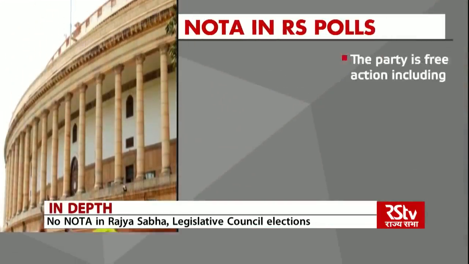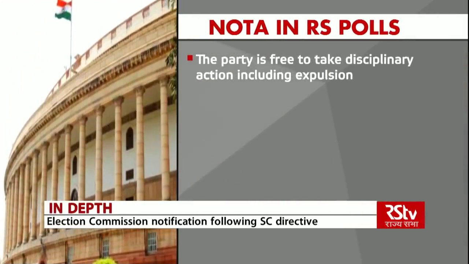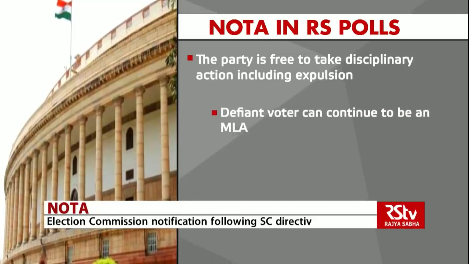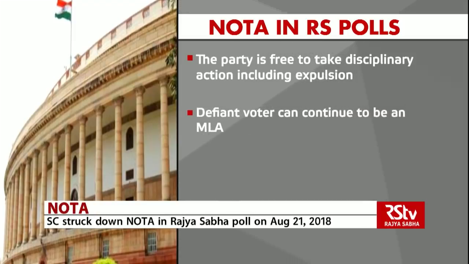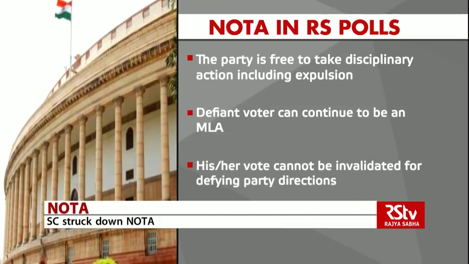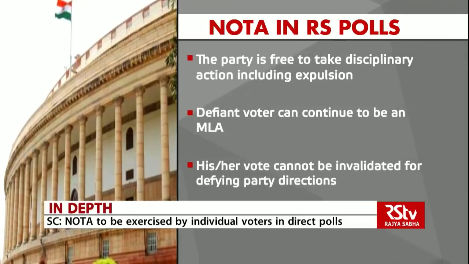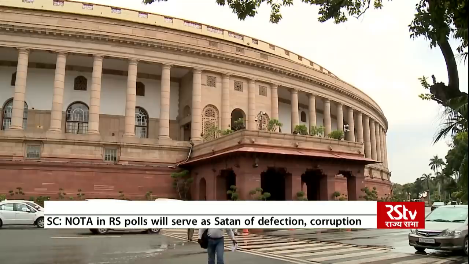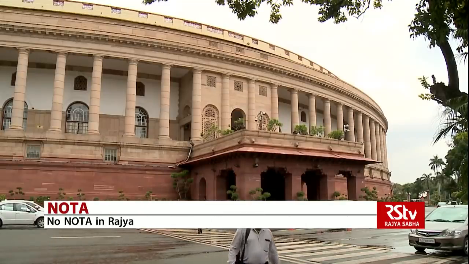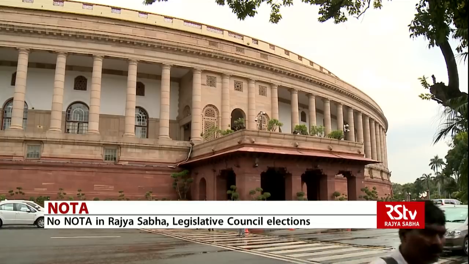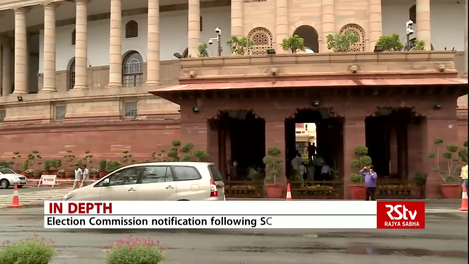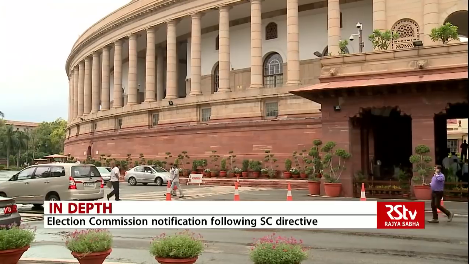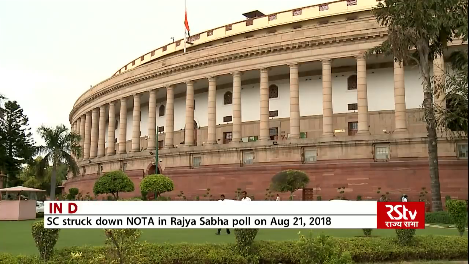But the party is free to take disciplinary action, including expulsion. The defiant voter can continue to be an MLA and his or her vote cannot be invalidated for defying party directions. NOTA in Rajya Sabha polls was introduced in 2014, a year after the Supreme Court had ordered the Election Commission to give this option to voters in direct elections to register their protest that none of the candidates in the fray were suitable to represent them in Lok Sabha or assemblies.